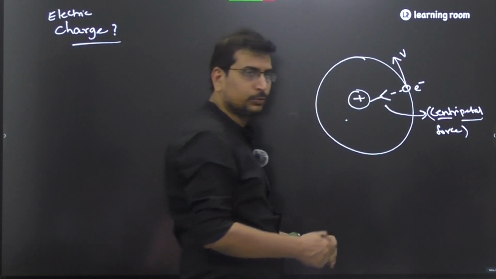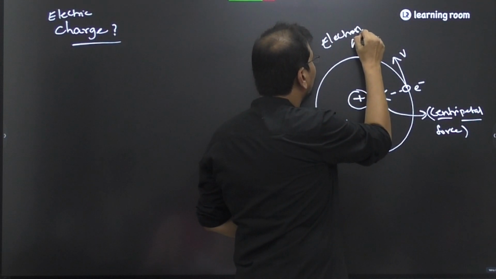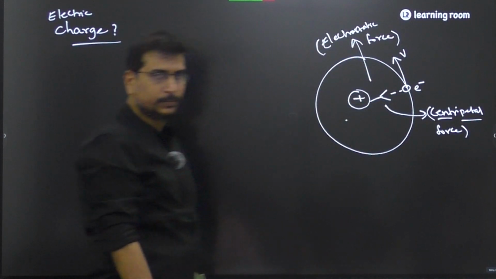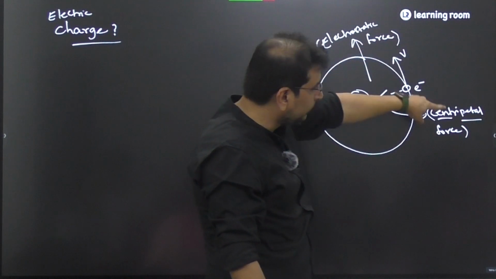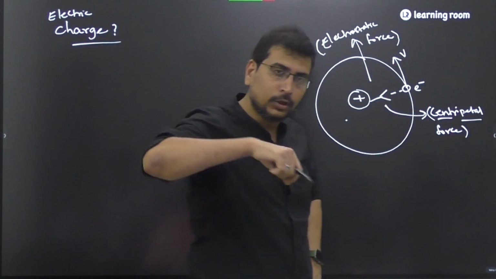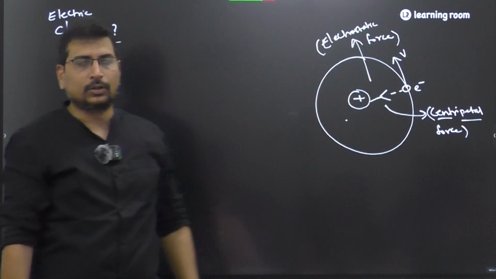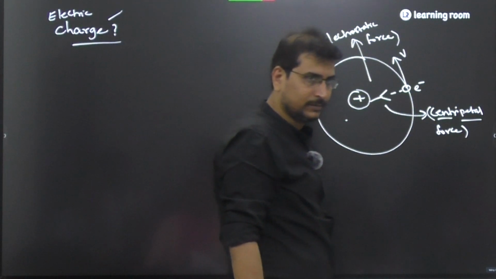It is the electrostatic force. So this force is called the electrostatic force. In this context, the electrostatic force is the one which is responsible for the necessary centripetal force for the electron to revolve around the nucleus. Okay, I went slightly away from the context. Coming back to the context, now what is an electric charge in the first place?